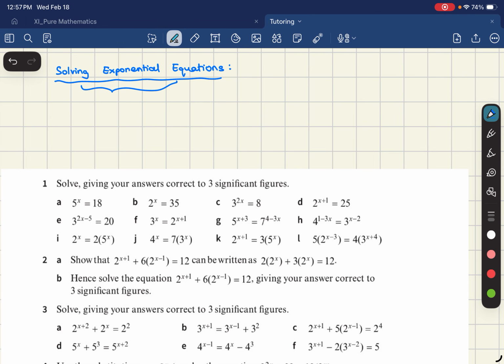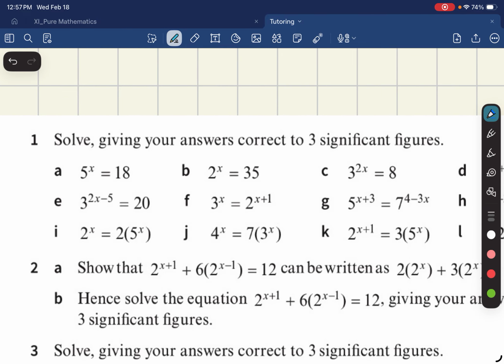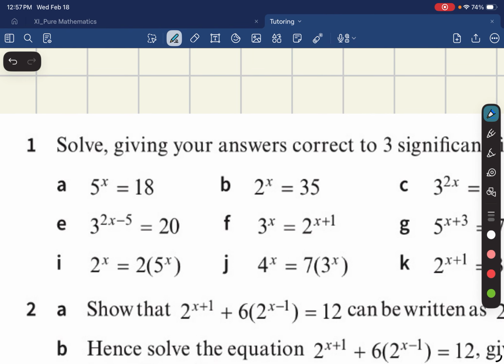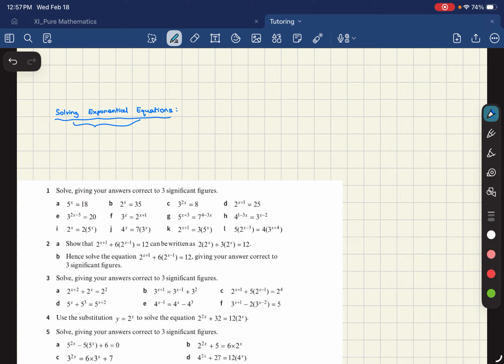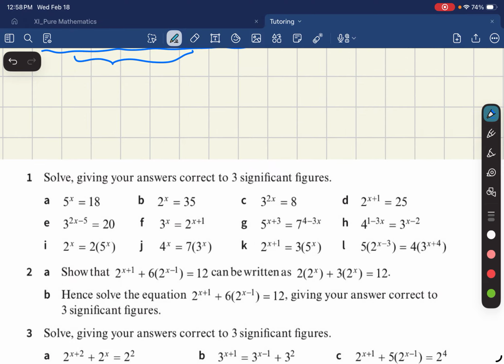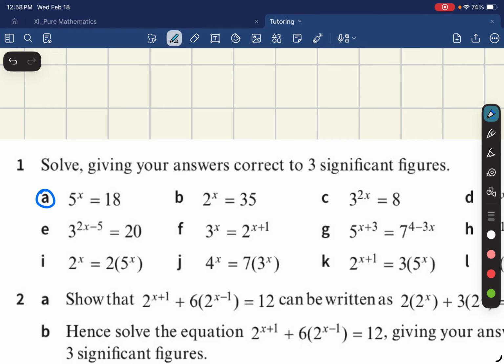And yeah, so this is going to be how to solve exponential equations, and you're going to be using your calculator a lot here. I'm not going to do all of them, I'm going to do some of them so that you can see how you can solve them. So let's start with the first one, 1a.